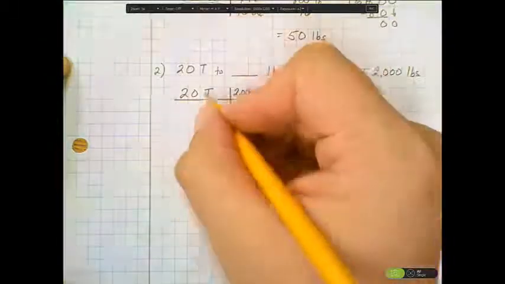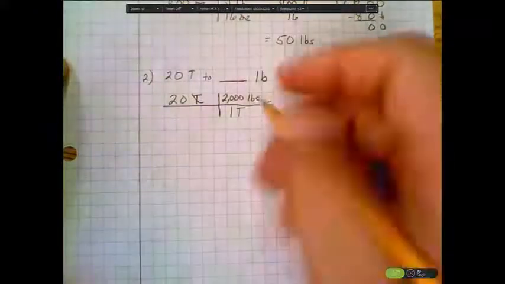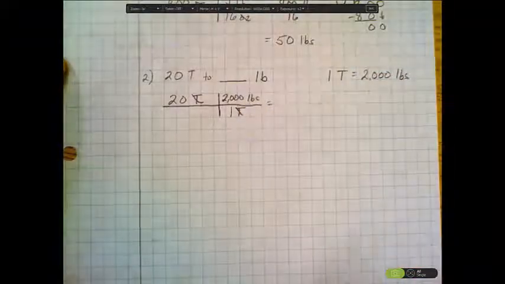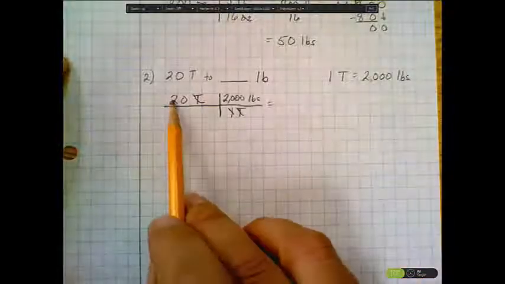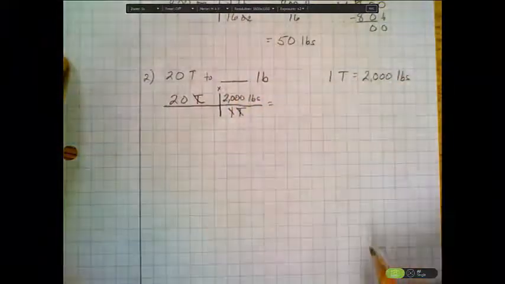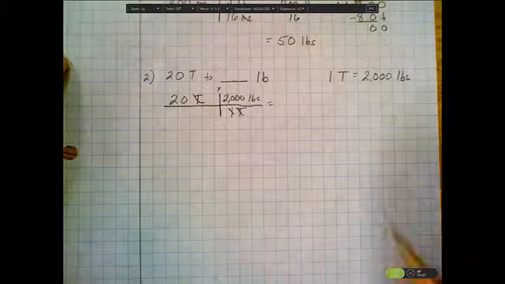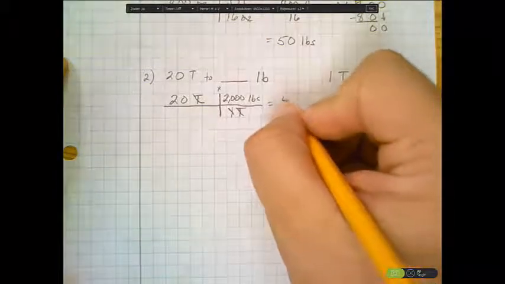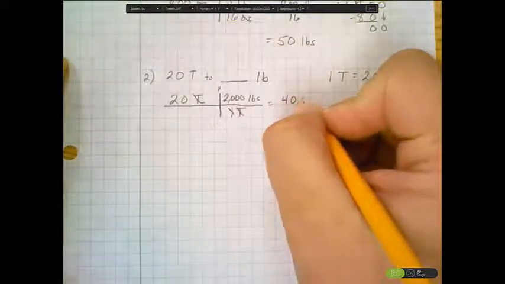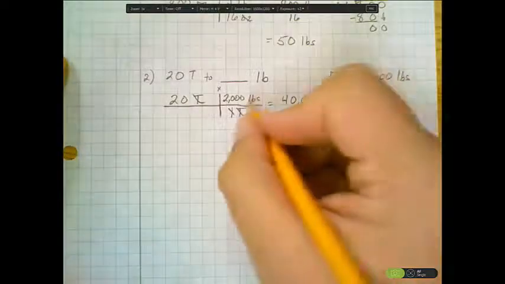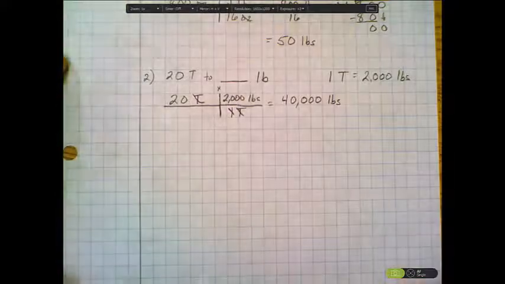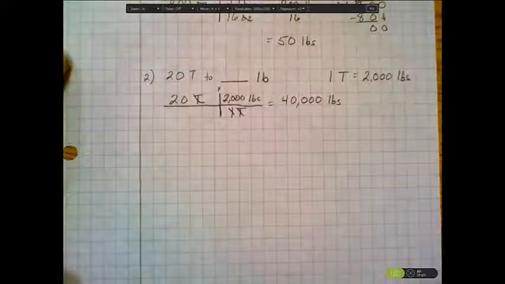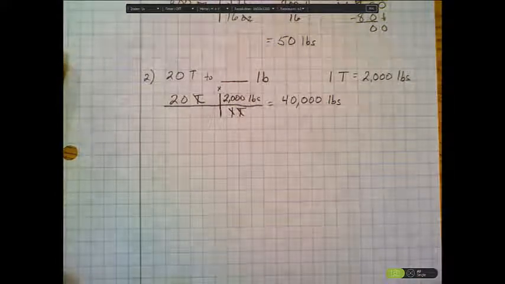So we cancel out what we can cancel. We cancel out the tons. We have tons on the top and tons on the bottom. We're going to cancel out the ones, and we're left with 20 times 2,000. If we do that in our head, we can say that that is 40,000. And we have pounds left over as our units. So 20 tons is equal to 40,000 pounds.